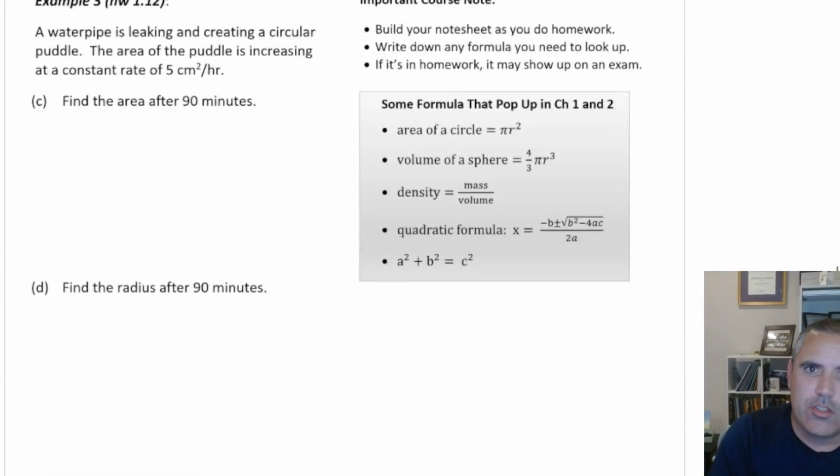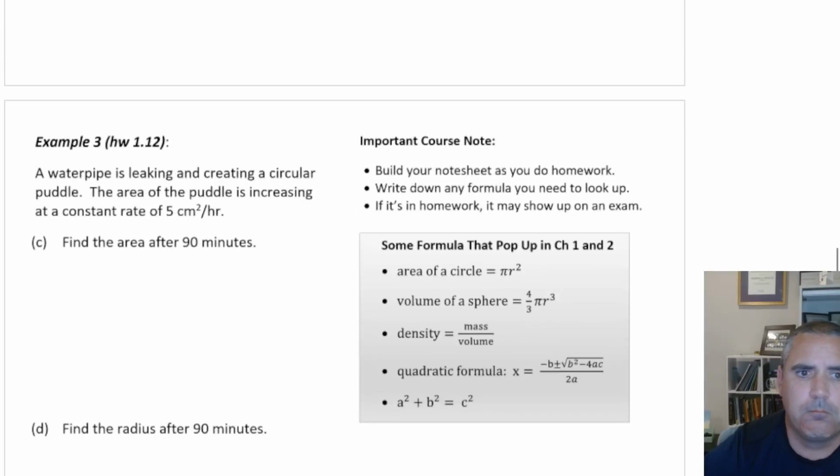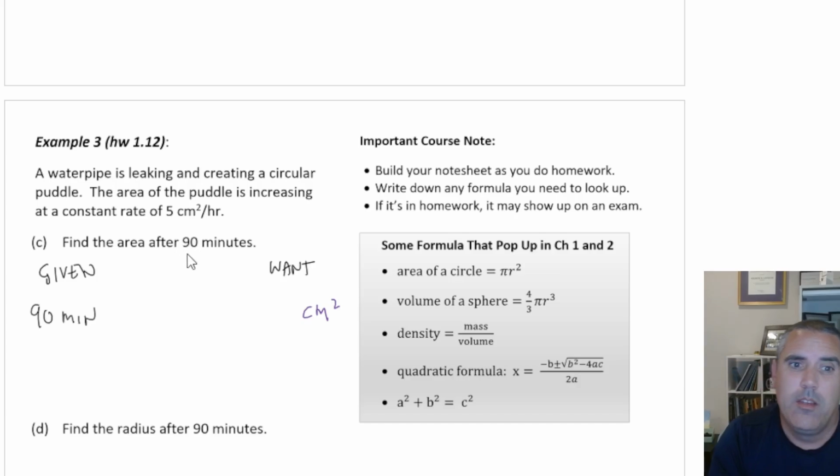So then I had one that's just a rate, a more general rate that's not speed. So this time it's the rate of an area of a puddle that's growing. Find the area in 90 minutes. So you start to see the habit. You're given 90 minutes. You want the area, so that would be square centimeters. And you have a conversion between them. You know that in 1 hour it will grow 5 square centimeters.